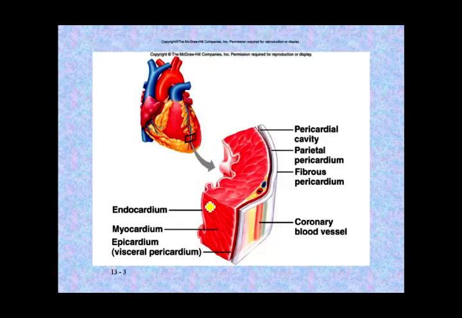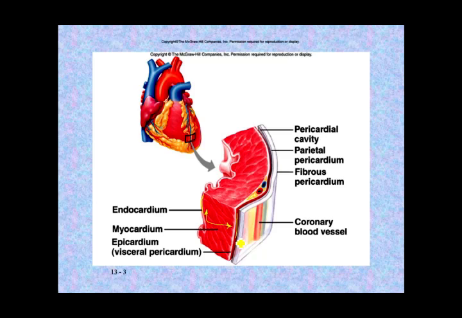So this is looking at the layers, so we know that there is an innermost lining that's called the endocardium. We have this thick middle layer through here, which is filled with cardiac muscle. That's called the myocardium. And then we have a very thin outer layer out here, which is called the epicardium, also known as the visceral pericardium.